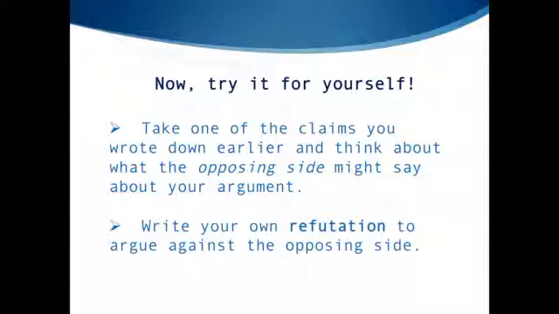So once again, refutation, acknowledging that there is another side, briefly pointing out what that other side might say, and then arguing against that other side is called refutation, and it's a mark of a good essay. It's a mark of a balanced and reasonable essay. If you just completely ignore the opposing side, then that actually is a strike against your essay and your persuasion.